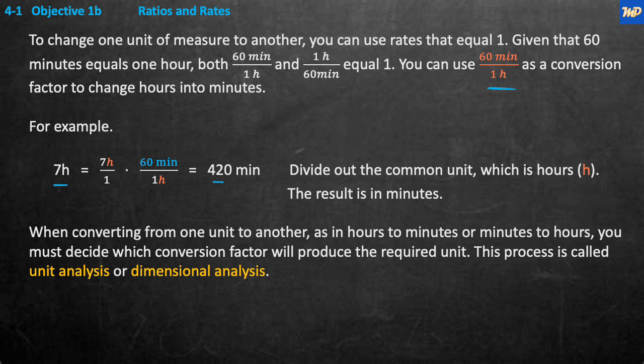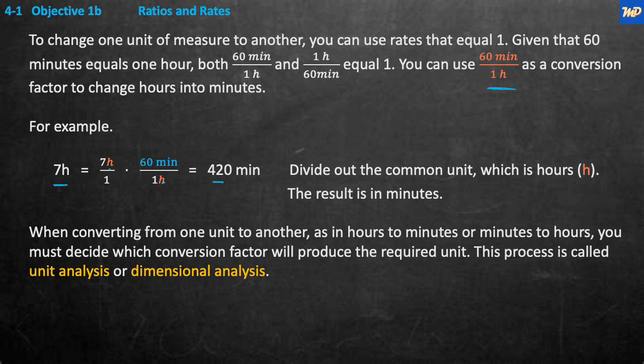And you're going to get hours dividing hours out. So this hours will divide this hours out. The hours will be gone and we're left with minutes. We're going to end up with 420 minutes because we divided the hours out by multiplying by this unit factor in this particular way. So you divide out the common unit, which in this case is hours, and the result is then in minutes.